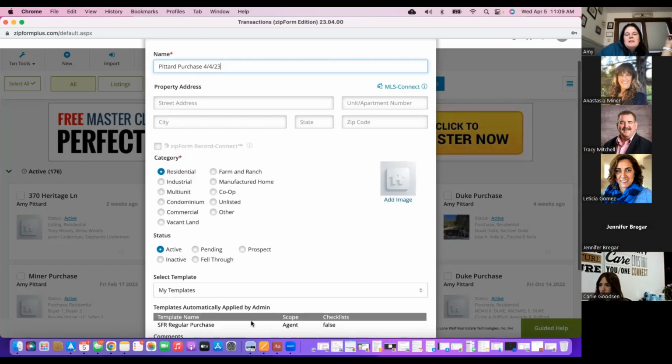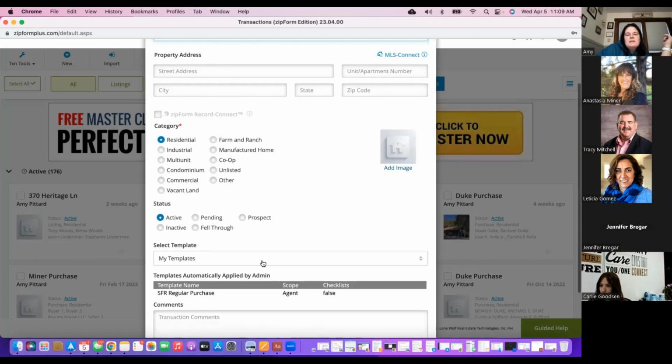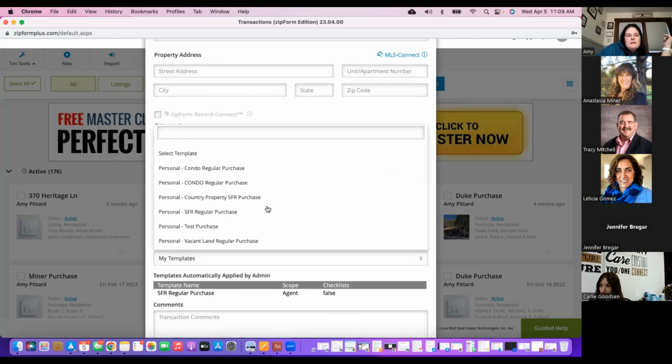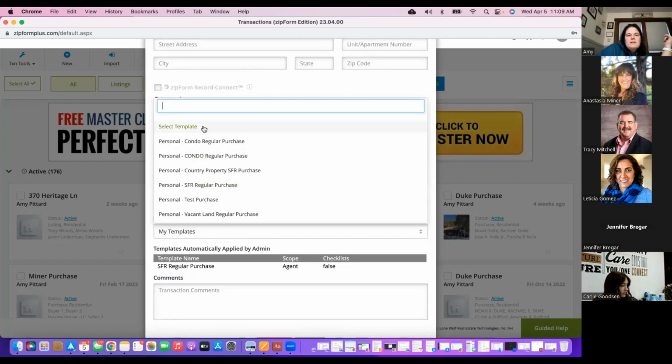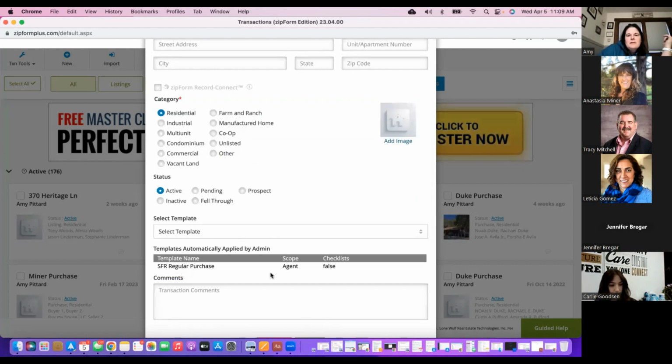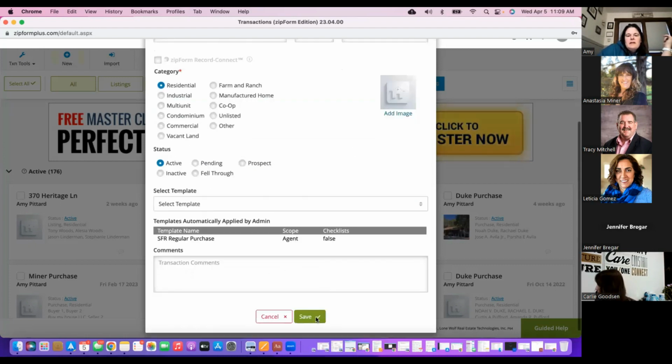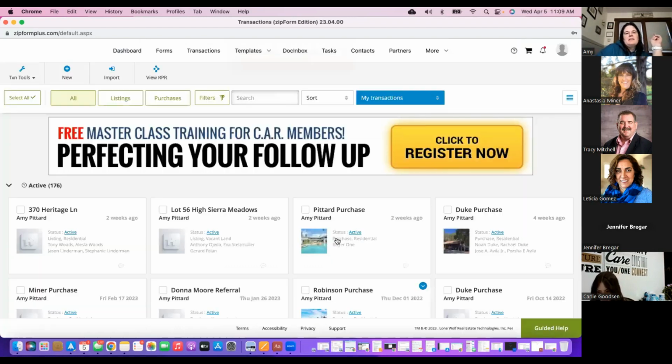If you had templates set up, you could assign templates here based on your template selection. We're going to just see if I can get it to not pick up a template. I don't know if that'll work. I don't think it'll work. And then once you have that, you're going to hit save. So you don't have to mess with the templates if you don't have it set up.